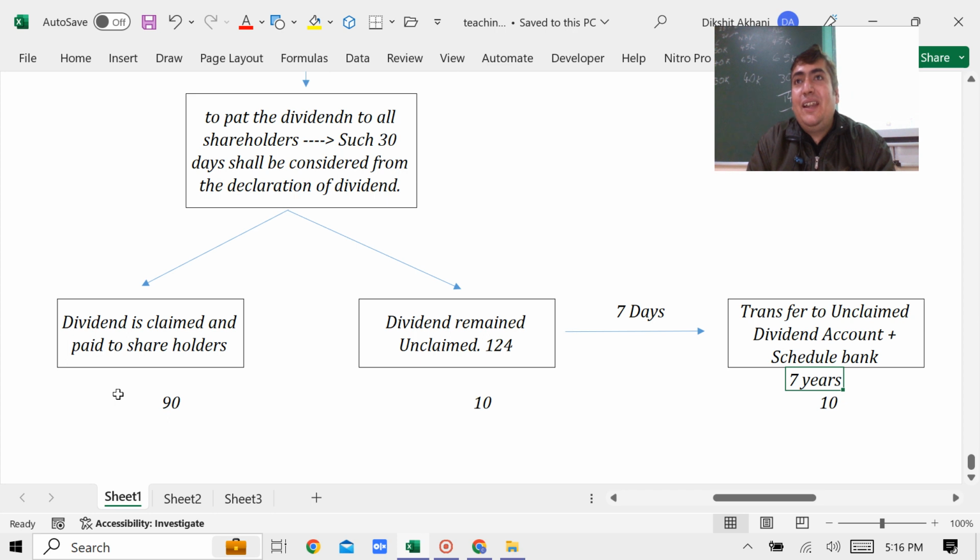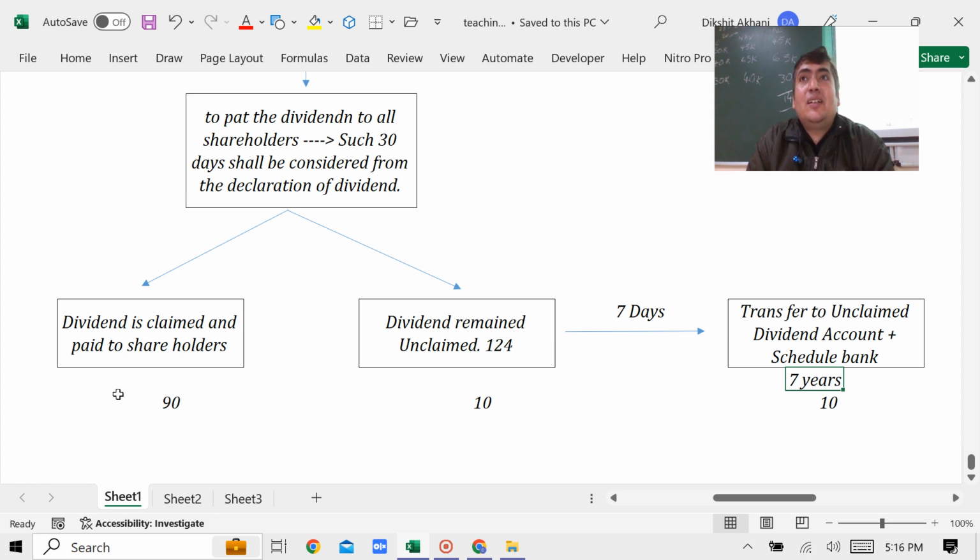Now another question: 7 years completed. Now 10 crores plus 50 lakhs interest, 10.5. Now the company wants to utilize it for the company's purpose. Can it do so? Now this question is coming. Can the company do so? The answer to this question is no. I told you earlier, this money is not the company's or the director's father's, it is the shareholders' money. And do you know what?